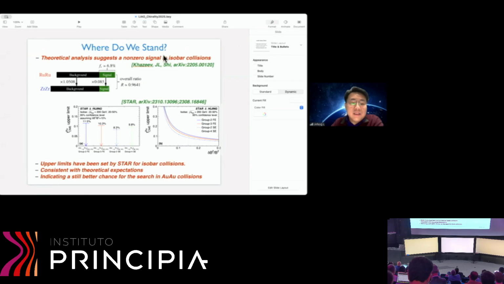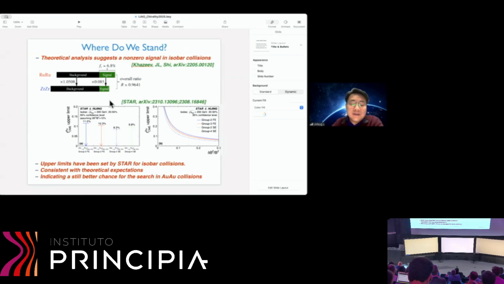That's what we did after the isobar blind analysis, when we were able to see all the data or measurement for the ruthenium and zirconium. In this paper with Dima and Shuzhe, we carefully took into account this difference in the background through the AVFD simulation and also the signals. Our conclusion is that based on that comparison, you actually have a signal at the level of about 6.8.